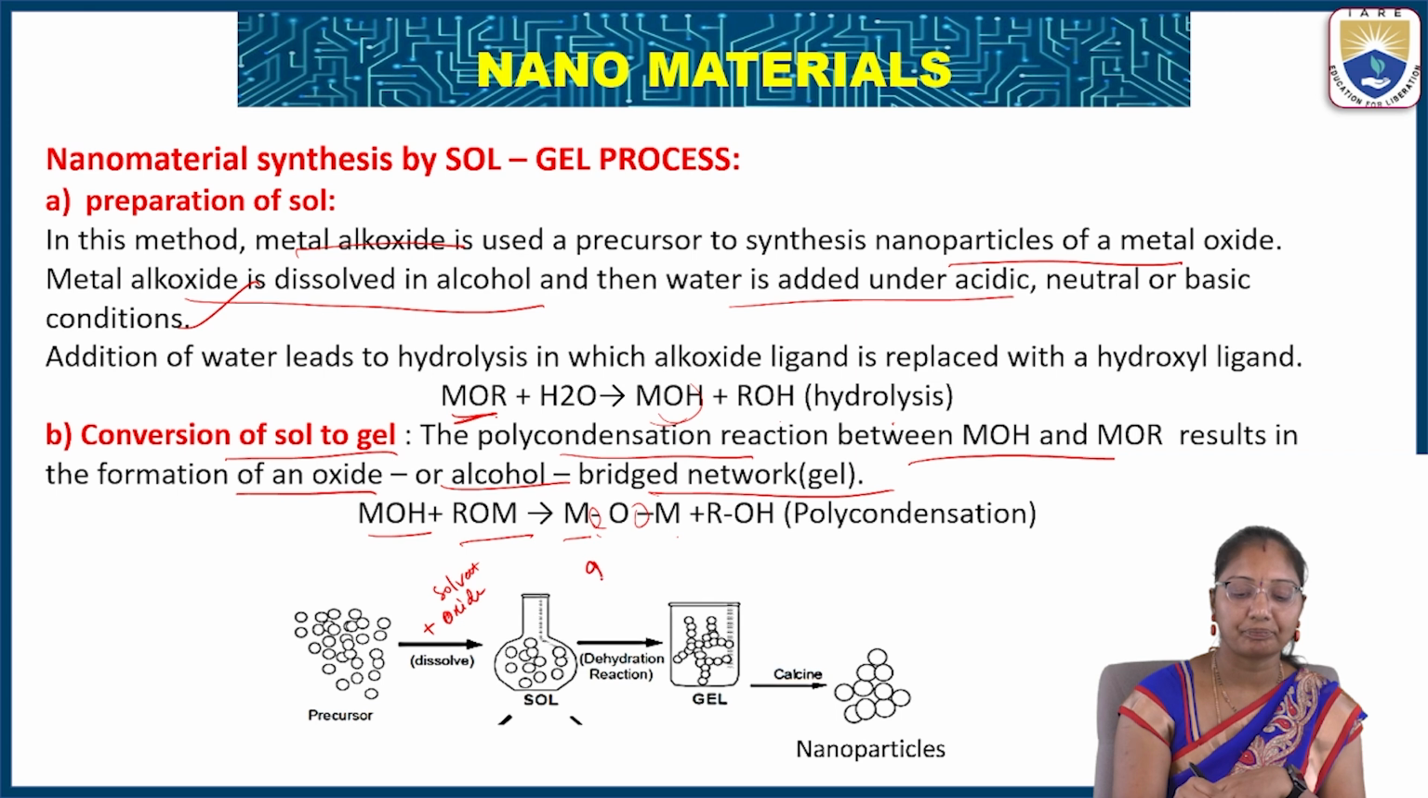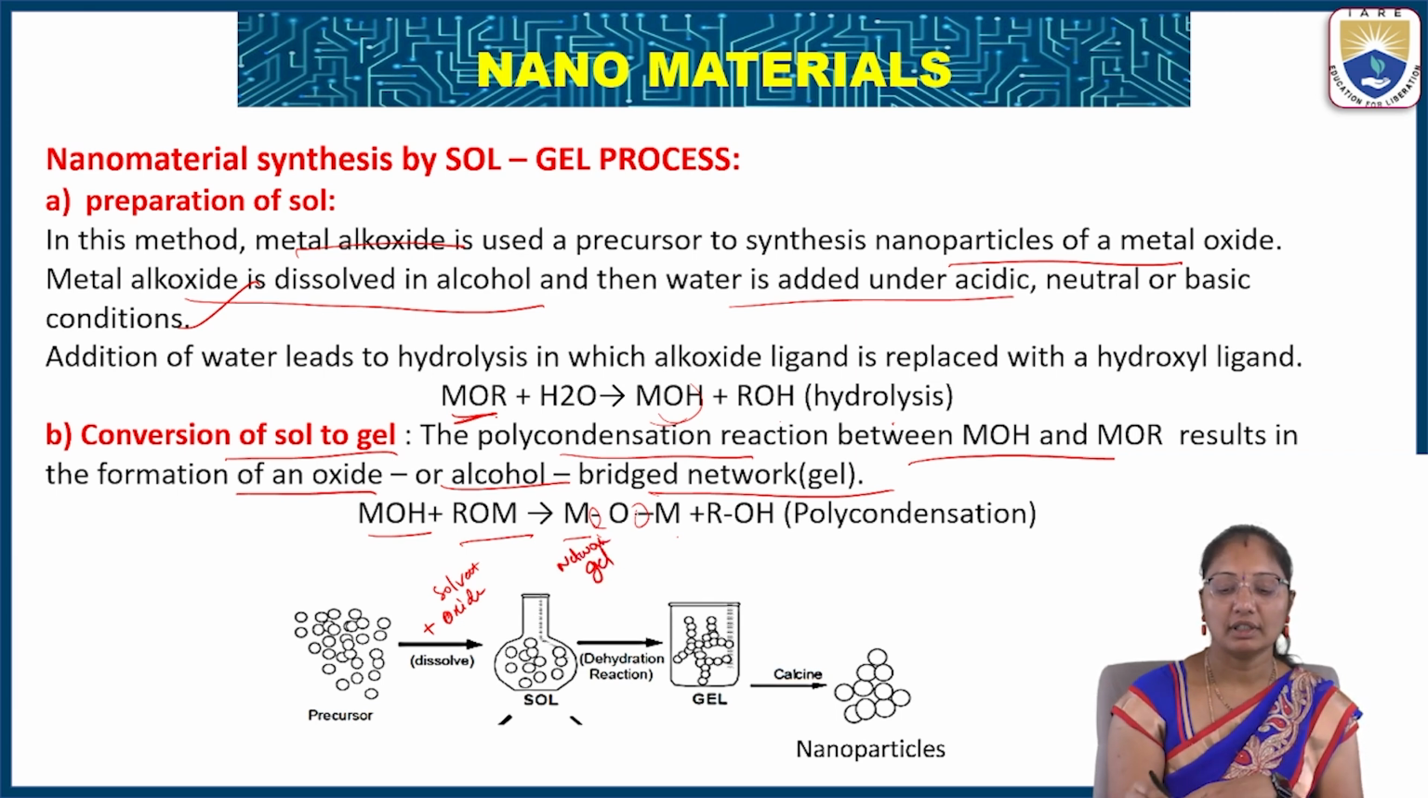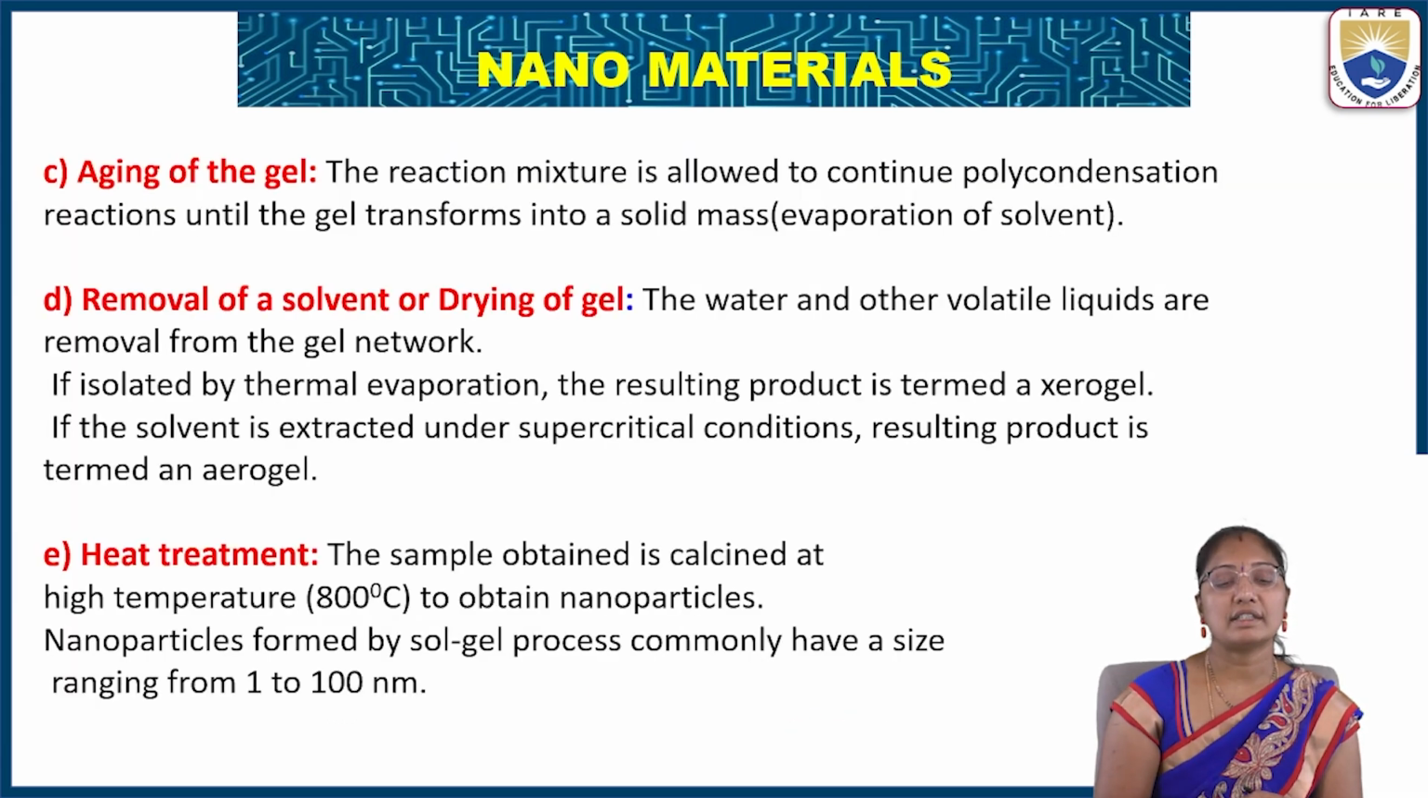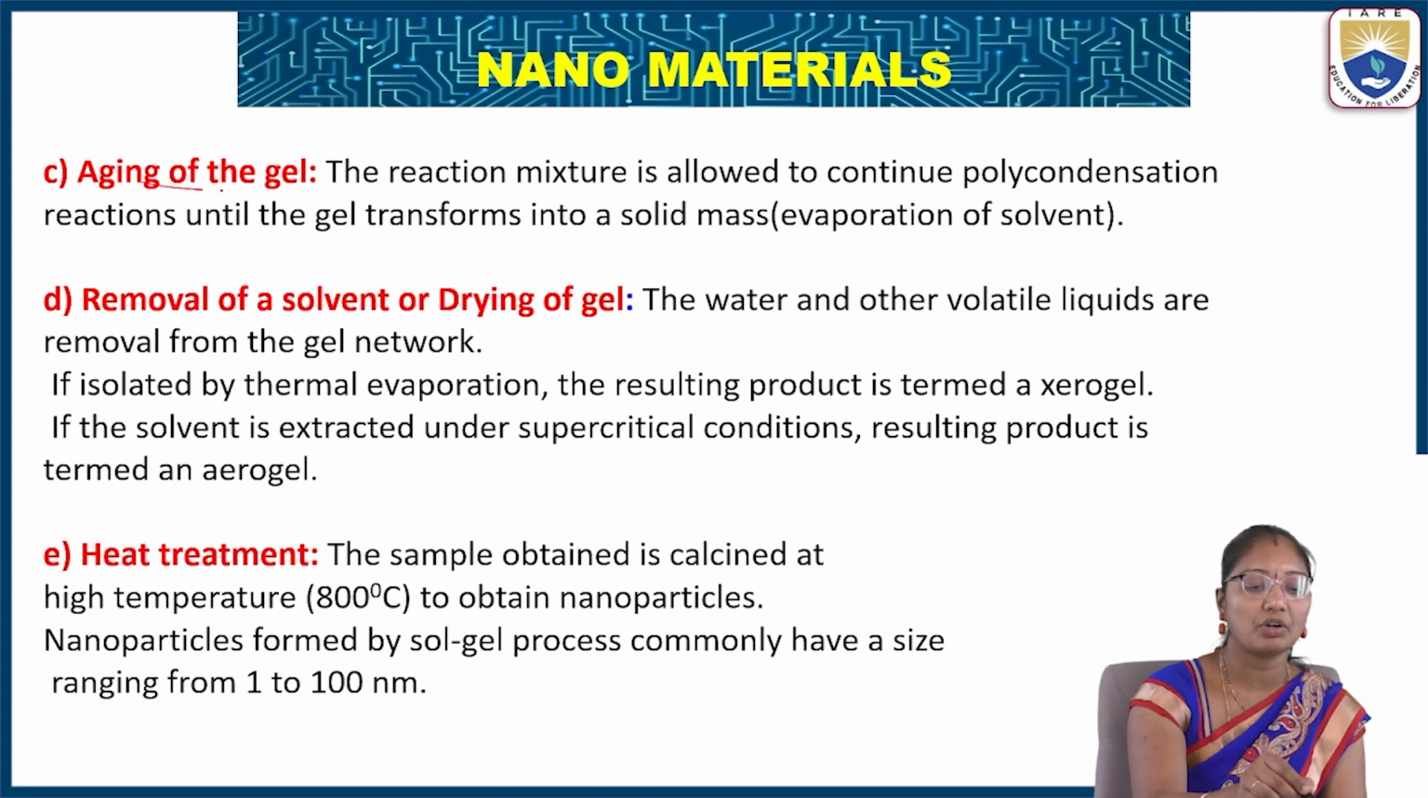This is the gel, network gel, plus ROH which is removed from polycondensation. So the gel undergoes the drying or calcination process, then these nanoparticles are formed. So the next step involved is the aging. Now we got the gel, so we are moving on to the next step, which is the aging of the gel.